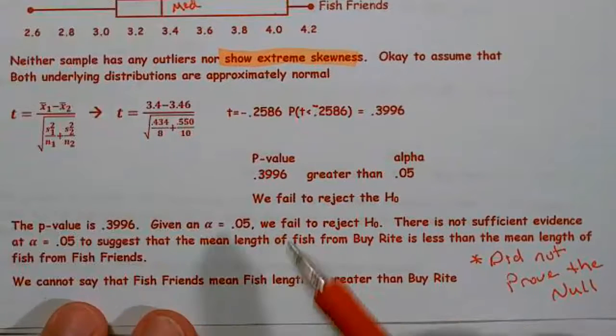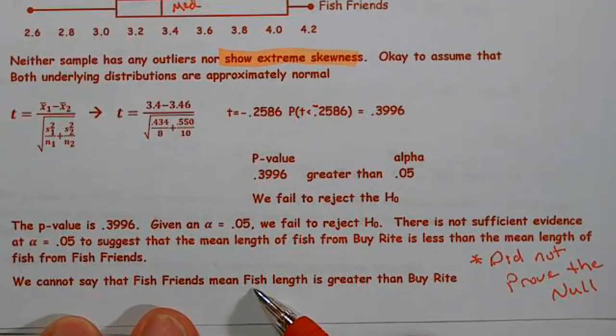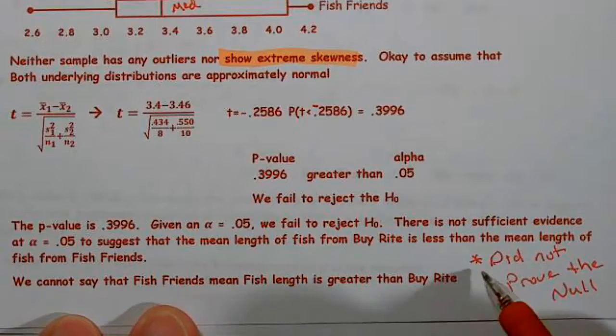Simplified wording. Try to include these. We cannot say that Fish Friends mean length is greater than Bi-Rite. All right. Okay. One other comment I want to make.